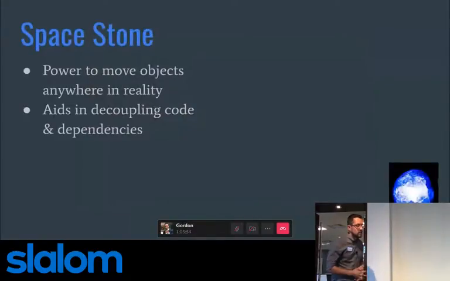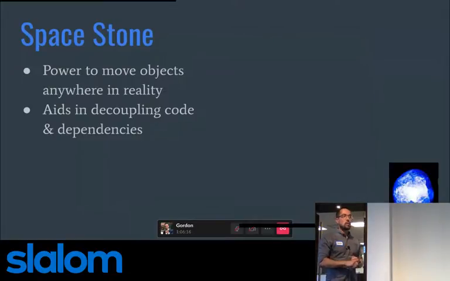Alrighty, our next Infinity Stone, we have the Space Stone. It's going to allow us to move objects anywhere in reality. And what that kind of means to us in development is if we can decouple our code pretty well, we can easily swap things in and out, whether it be for a security reason or maybe we want to use a new package because the date library we're using is far too large and robust for what we actually need. The more decoupled we have things, the easier it's going to be to swap some stuff out.